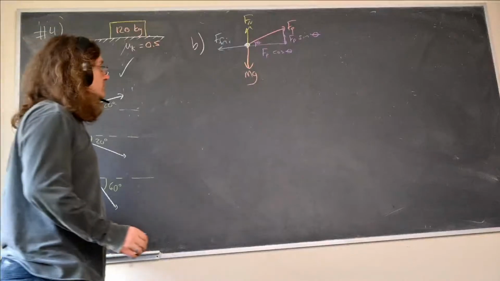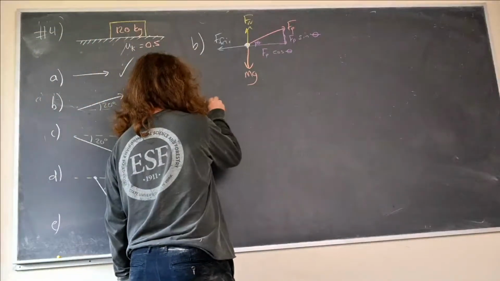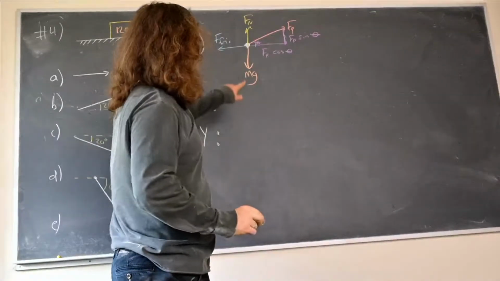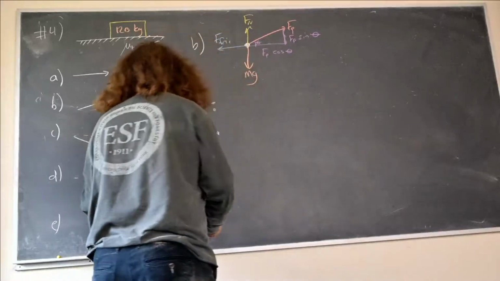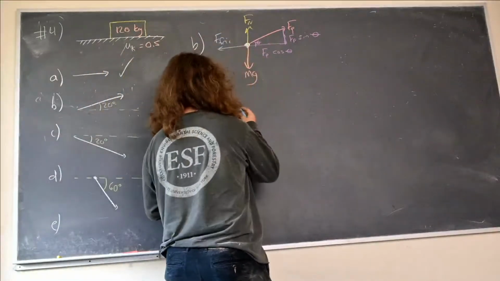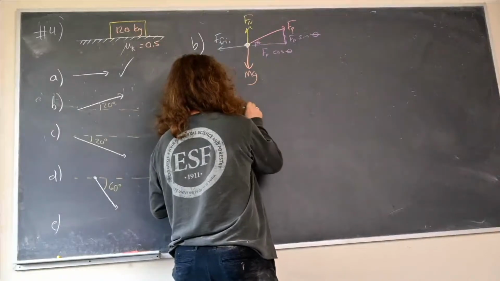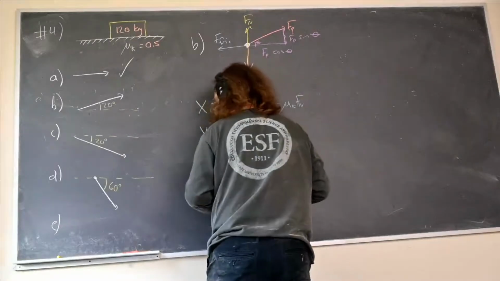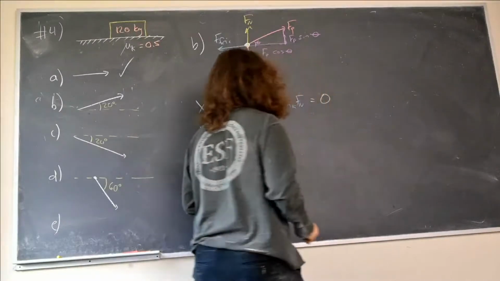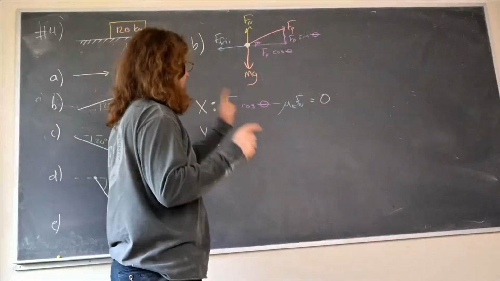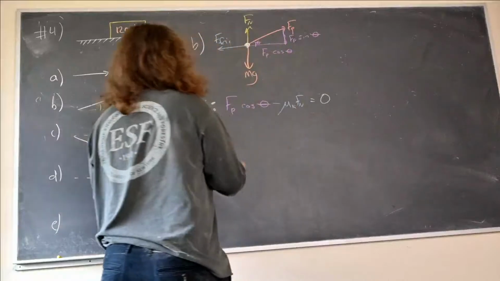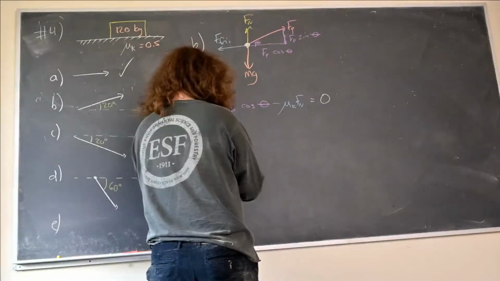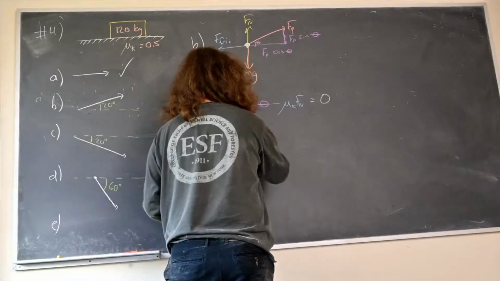So, as before, now I have x and y equations. Newton's second law in the x direction. I've got two forces: the x component of the push and friction. So I have Fp cosine theta minus mu k Fn. Go ahead and put 0 over there because we know the thing doesn't accelerate. But now, in the y direction, a new challenger has appeared. I have the normal force, but I'm also pushing up a little bit.